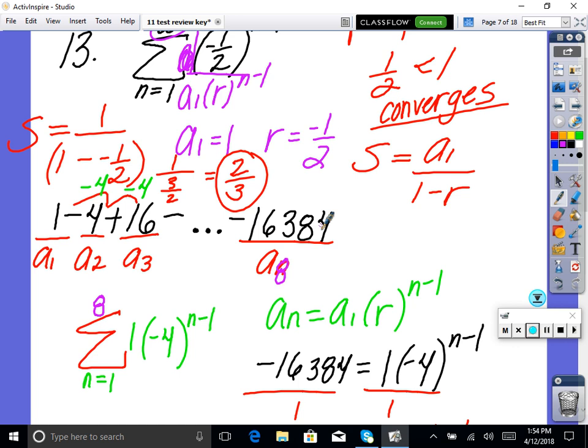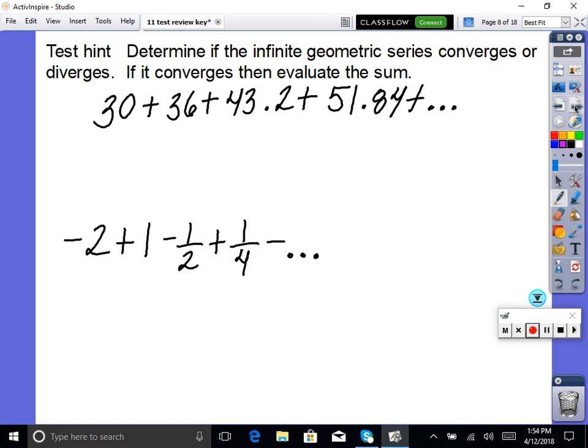Just saying. Okay, now it says right here, determine if the infinite geometric series converges or diverges. This is a test hint. If it converges, then evaluate the sum. So remember, how do we know it's infinite? I'm going to point out the ... means it's infinite, and we aren't told how many terms there are. So that makes it infinite. Now remember, if it's geometric and infinite, if it's getting smaller and smaller, we can find the sum. If it's getting larger and larger, we can't find a sum because it's going to get so large and never stop, and we would be adding forever.